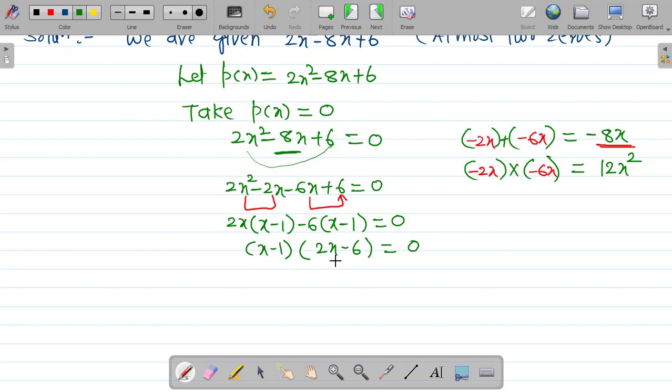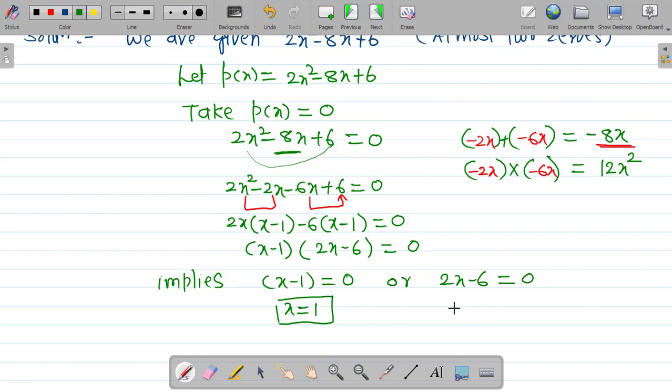Now the product of these 2 brackets is 0. What does it imply? It implies either the first bracket x minus 1 is equal to 0 or the second bracket, that is 2x minus 6, is equal to 0. If the first bracket is 0, we obtain the value of x as 1, and if the second bracket is equal to 0, we get the value of x as 3. So now these are the 2 zeros.